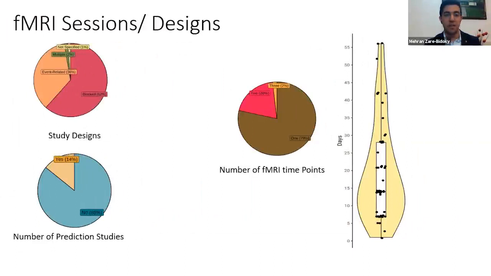About the design of the studies, there was a relative dominance of block designs compared to event, with 62% and 36% respectively. Also, only 14% of the studies used FCR as a means to predict an outcome in the future. This outcome, for instance, can be relapse rate or addiction severity indices. Also, only 22% of the studies used more than one time point of fMRI sessions, and the interval between them was around 15 days on average.